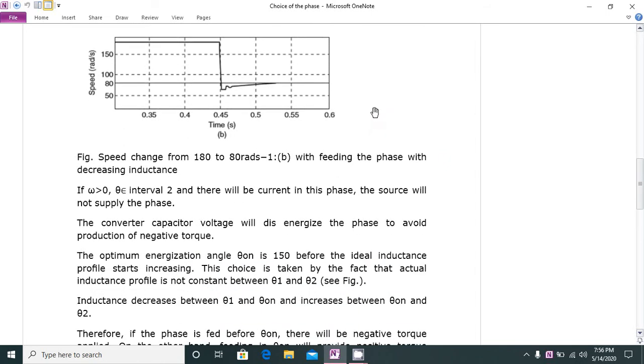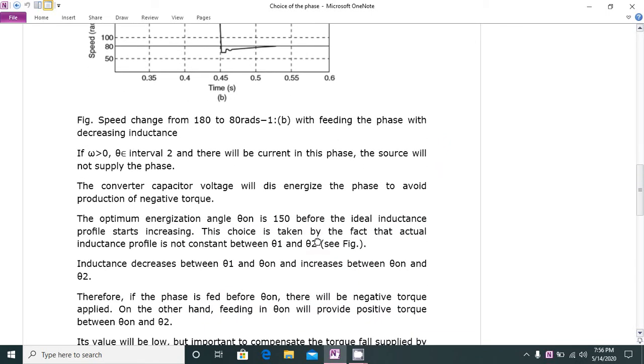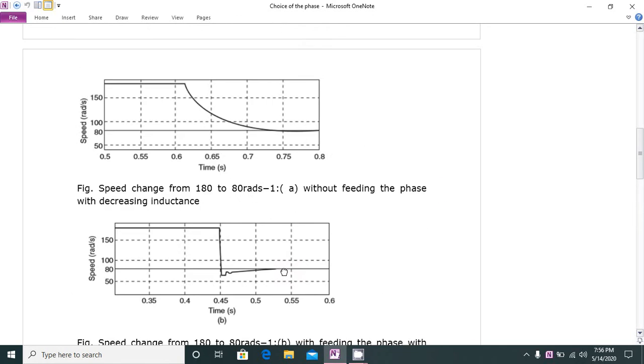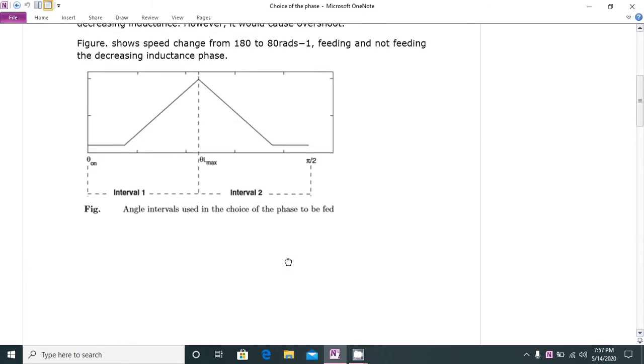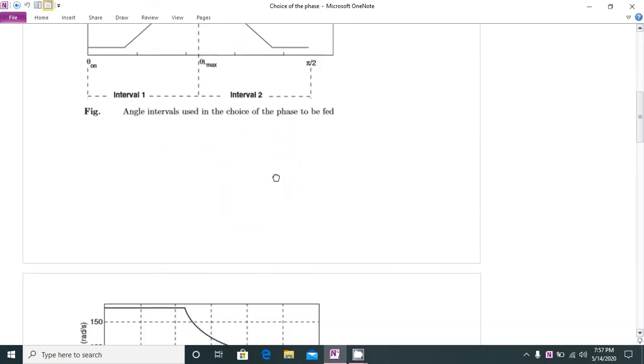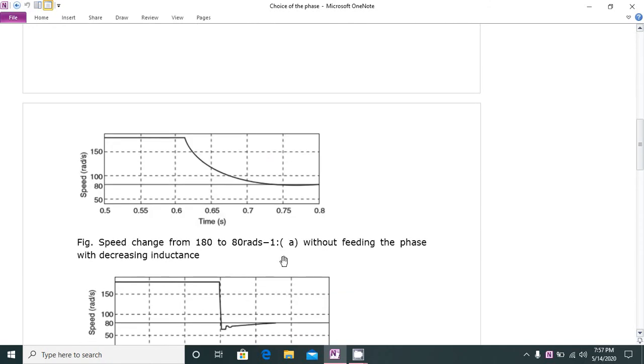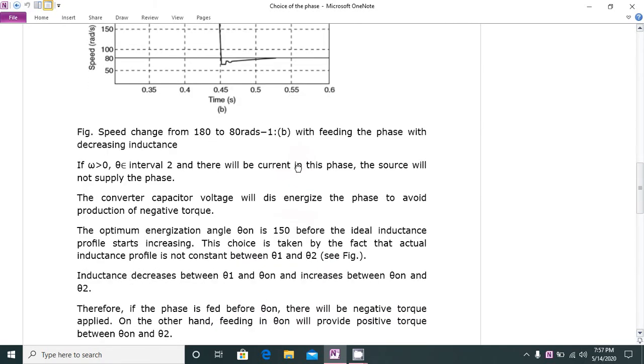This one is without feeding with decreasing inductance, and this one is with feeding the phase with decreasing inductance. See that if omega is greater than 0, theta belongs to interval 2. See this one, interval 2. This is the choice of the angle interval used in the choice of the phase to be fed. If theta is greater than 0, it indicates interval 2 in the figure shown.